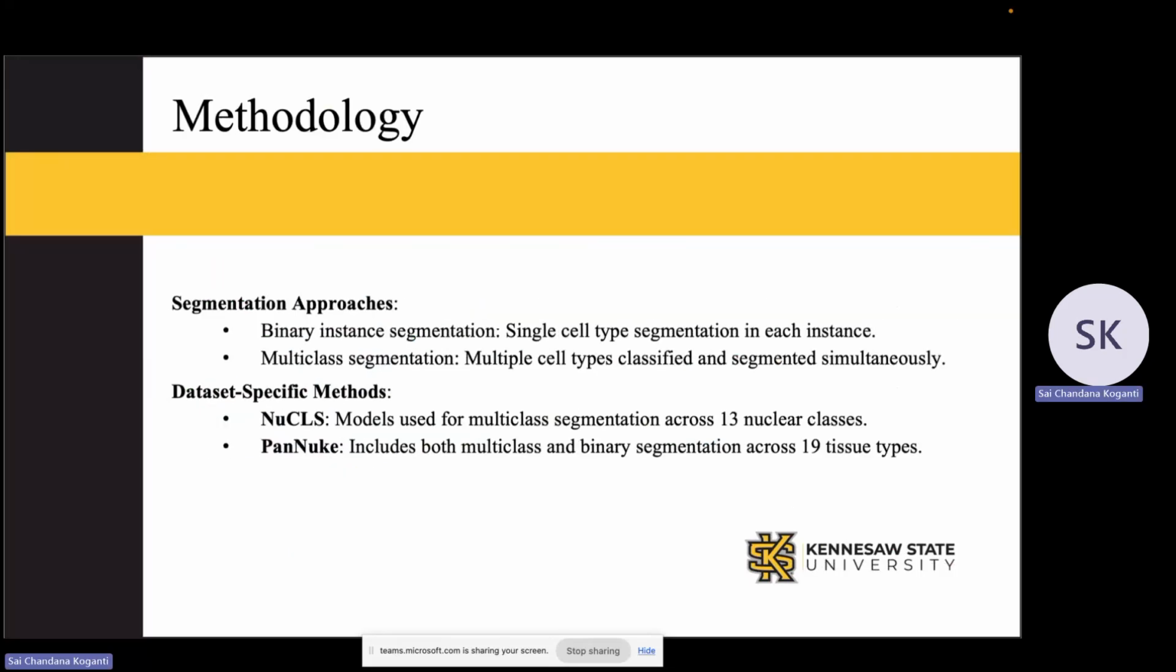Now, we use two types of segmentation approaches with the models: binary instance segmentation and multi-class segmentation. Binary instance segmentation focuses on only one cell type. Multi-class segmentation segments and labels multiple cell types in one image. With NuCLS, we primarily focused on multi-class segmentation in this research. As I have previously said, it has 13 cell types, while with PanNuke, I performed both binary and multi-class segmentation. PanNuke has 19 tissue types. Next.